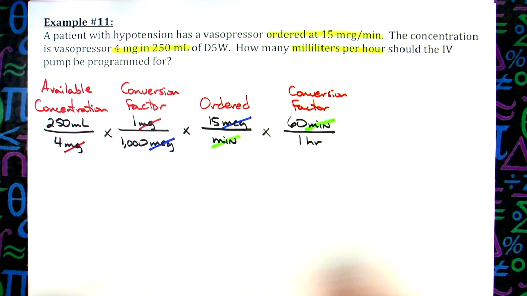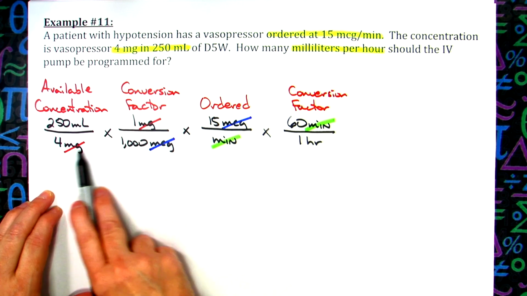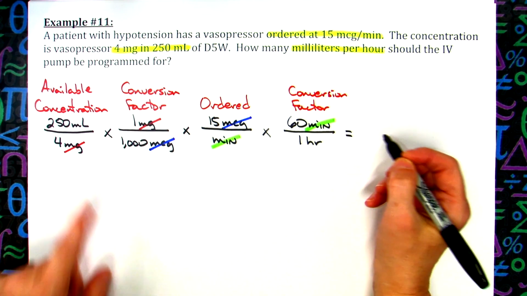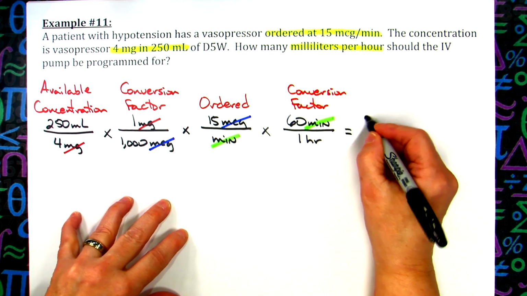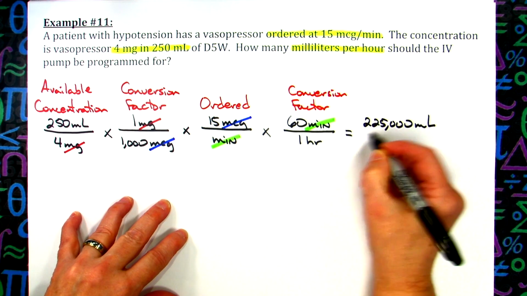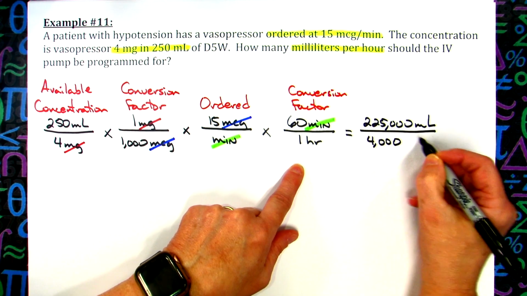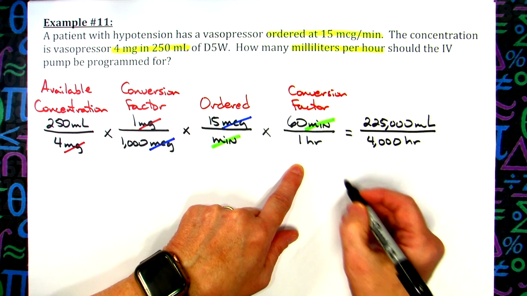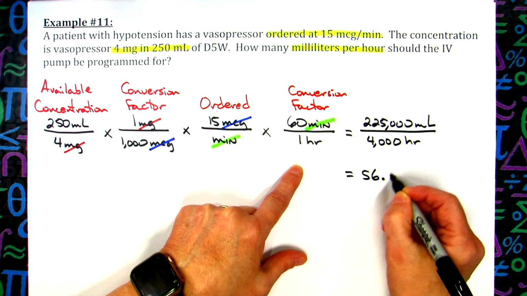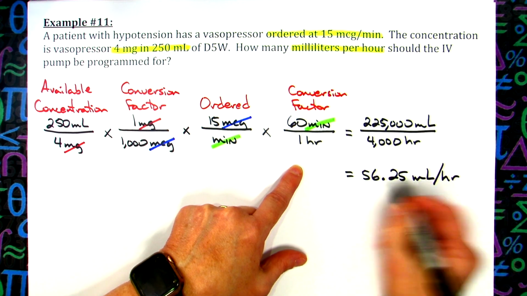All right, now if I go through and I look, I've got milliliters on top. I have hours on the bottom. I need milliliters per hour, which then tells me I am done. I can multiply across the top. I'm going to get 225,000. That'll be milliliters. Okay, multiplying across the bottom, that's going to give me a 4,000. Only label there on the bottom is our hours. You'll go ahead, take a calculator and divide that out. It'll be a 56.25, and then your label will be milliliters per hour.